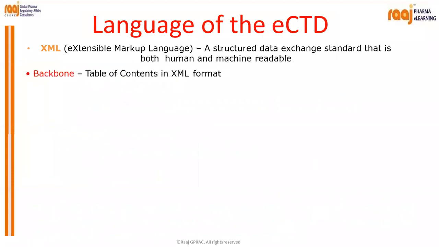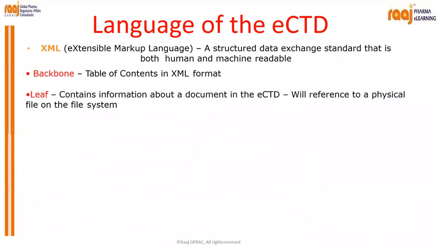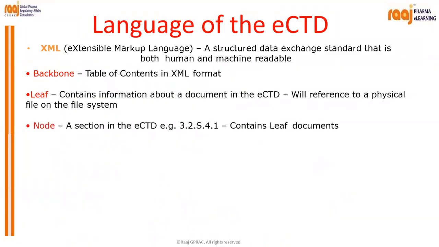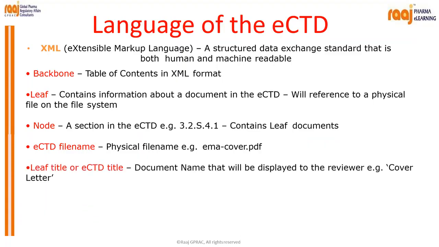So understand the language in eCTD. XML is an extensible markup language, and I will show you how XML looks. The backbone is the table of contents of your XML format. A LIF is a document in eCTD, which is a physical file available under each folder. A node is a section in eCTD, for example 3.2.S.4.1, which contains the LIF document.